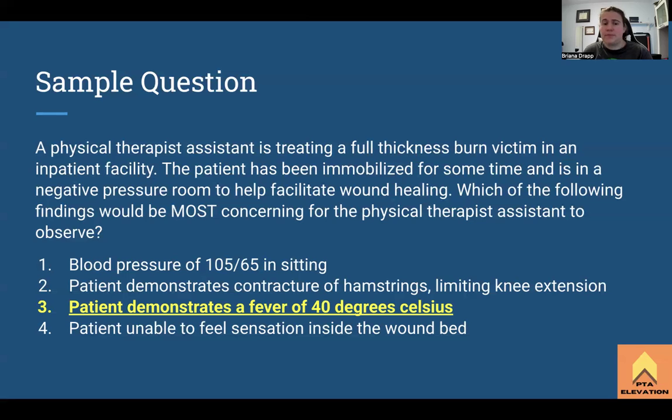But let's keep going. The fever one, okay, even if you weren't sure that 40 degrees Celsius was a fever and you got all tripped up on that because you're just like, USA, USA, we use Fahrenheit, I put fever in there. I gave it to you guys. I was nice. So fever is bad. Fever is always concerning. So even if you weren't sure of the metric system numbers, fever is always bad. And then number 4, patient unable to feel sensation inside the wound bed. That's typical. That would be expected with a full thickness burn. So again, fever, bad.